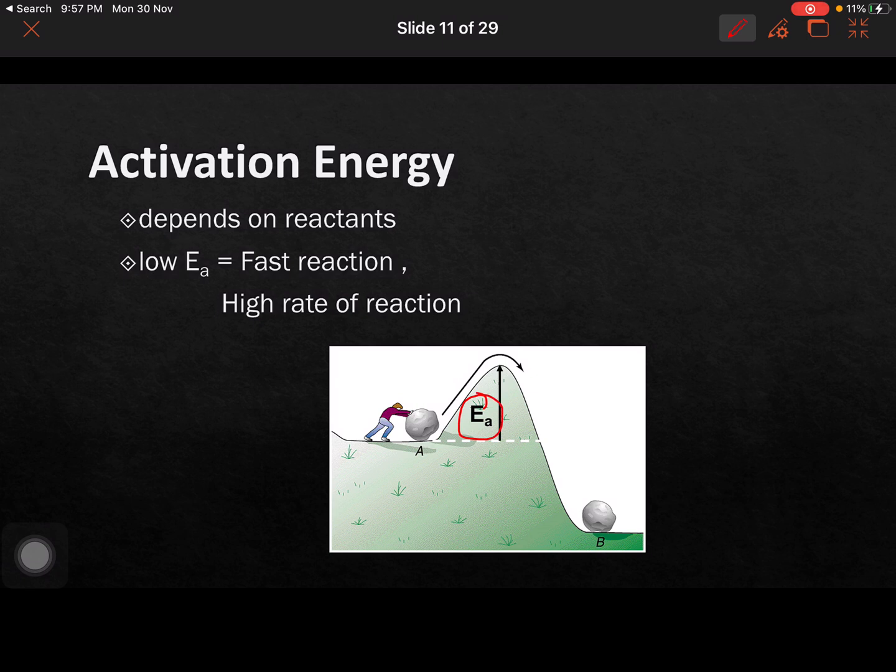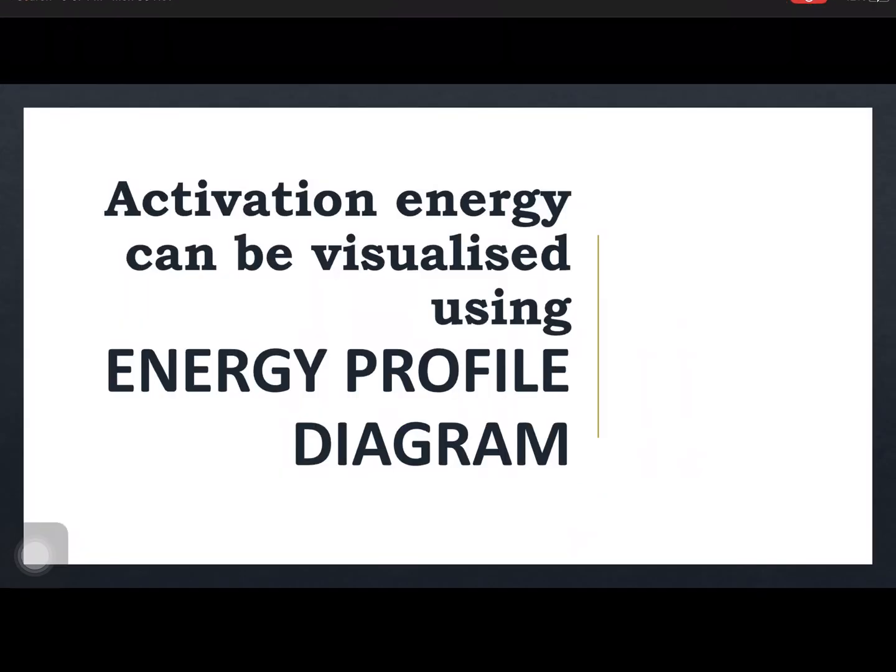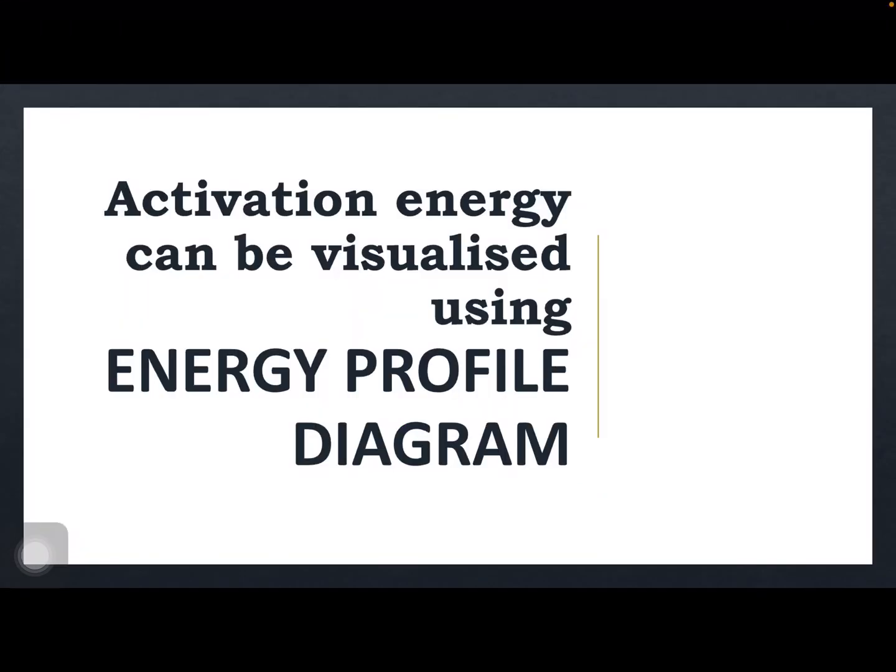Jadi, let's say ini adalah reactant kita, A ni adalah reactant kita. So, reactant ini mesti dia akan ada minimum energy sebanyak ini energy. Dia cukup dia melepasi energy ini, barulah reactant ini akan di-convertkan kepada produknya. Okay, so ini adalah activation energy yang kita perlukan untuk start a chemical reaction. Okay, and then this activation energy also can be visualized by using energy profile diagram.